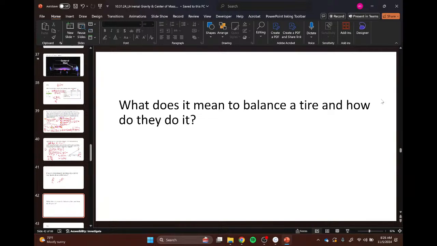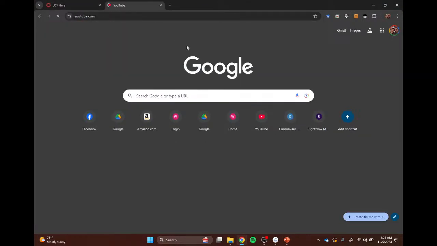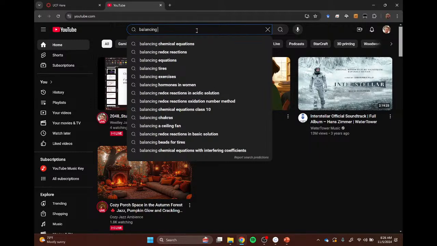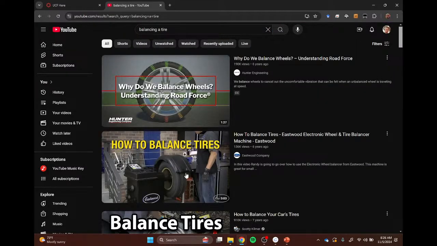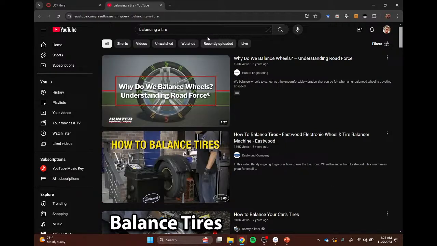All right, so balancing a tire. Let me find a quick video. Oh, this is going to be weird. I don't know if this does weird things for me. I'm going to find a video of balancing a tire while I'm streaming my thing. All right. This is really all I needed, was a picture of it. So if y'all look at the second one, I really just need the picture.